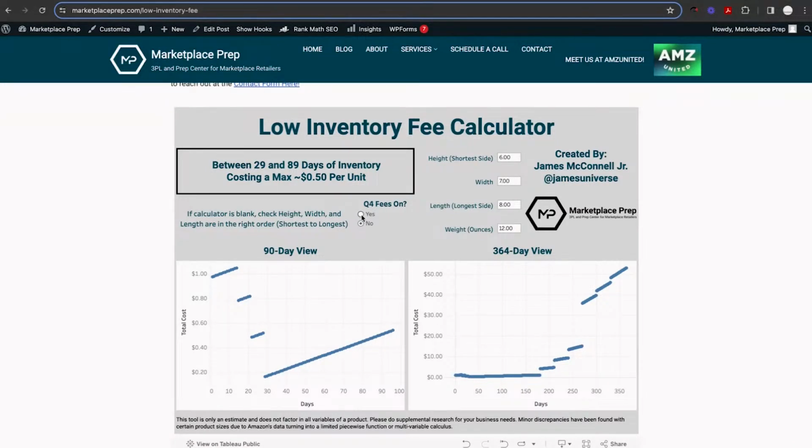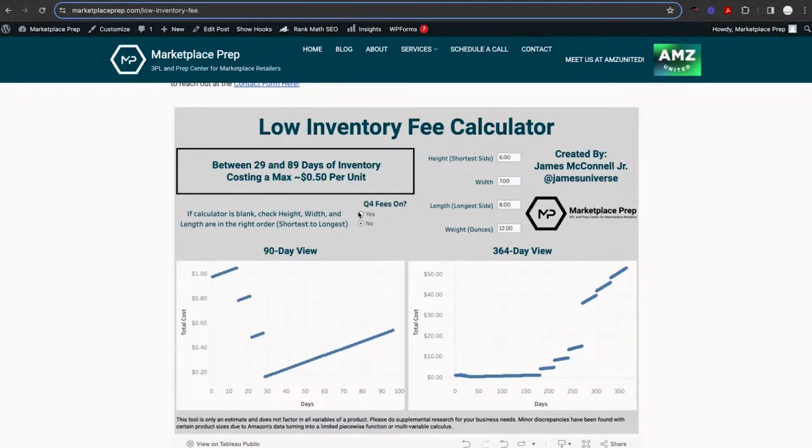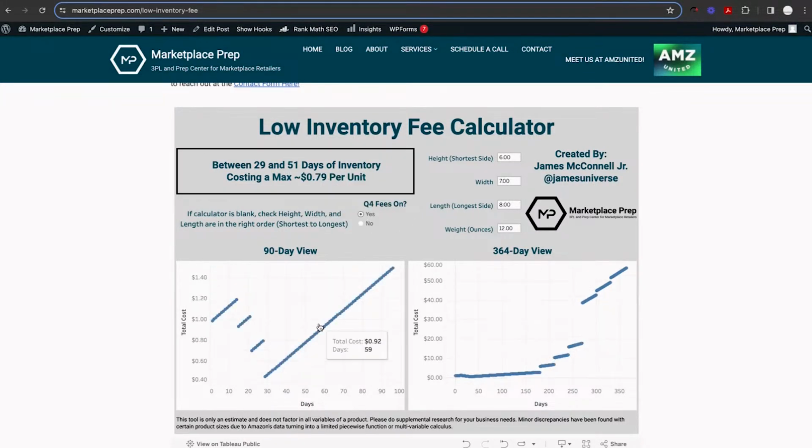Q4 fees, boom. So we went from a product that you can stock up to 89 days down to 51 days. Now, can you stock more or less? Sure. Just be prepared to pay more in fees.